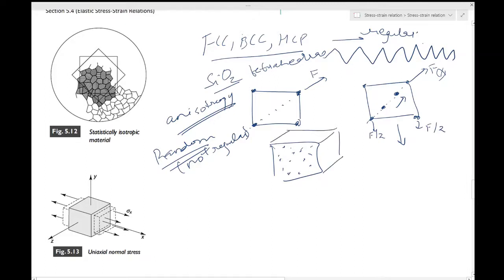Just to tell you, the scale at which I have drawn these two figures is an atomic scale, but the scale with which I am drawing this is a broader, larger scale. So that's why I show all these atoms inside it arranged randomly.